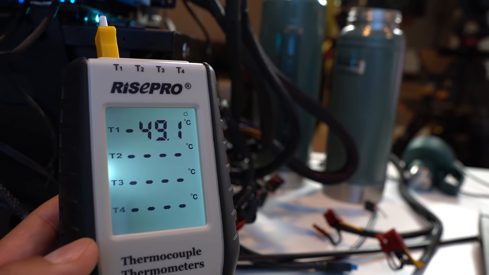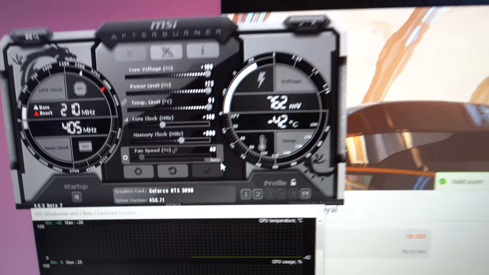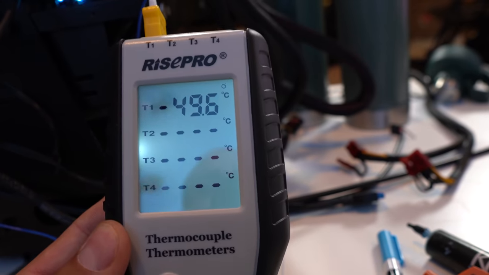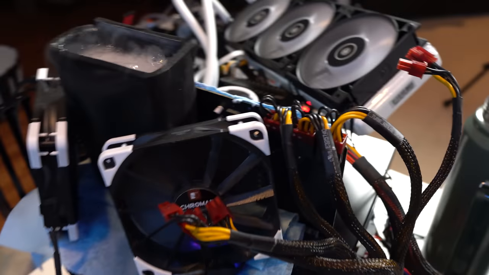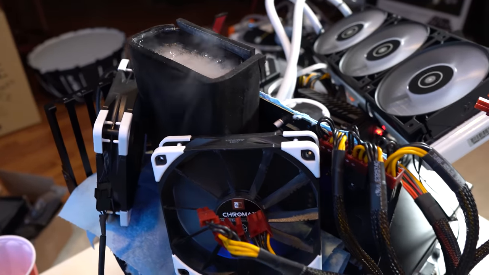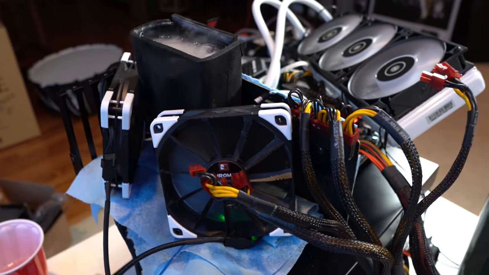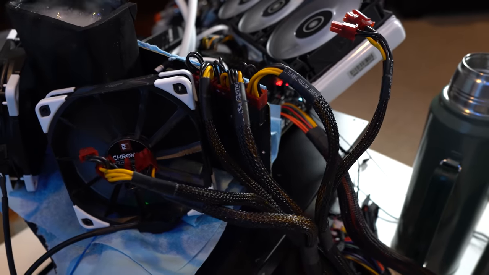Right now we're at minus 49 degrees here on the pot. The MSI Afterburner stops reading at minus 42. So I'm actually quite surprised with how quickly the temperatures will come up as soon as I start running this test. Dry ice is a far cry from liquid nitrogen in that aspect. However, it's still keeping it in the negatives when we are running the test.